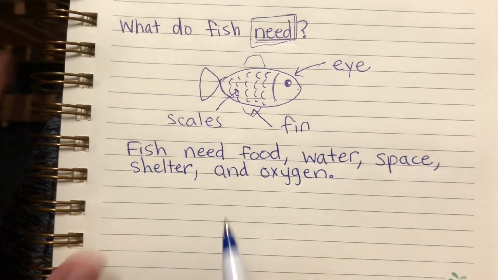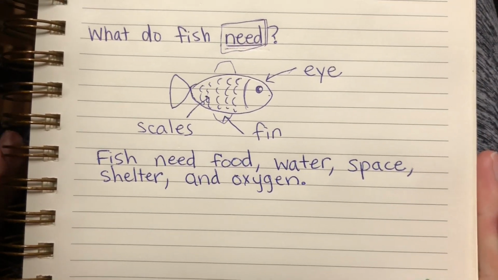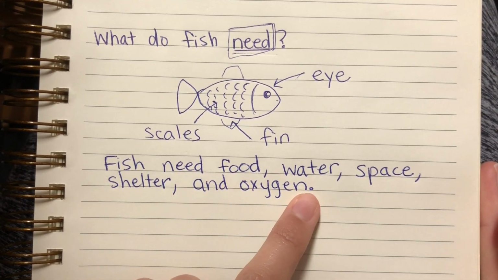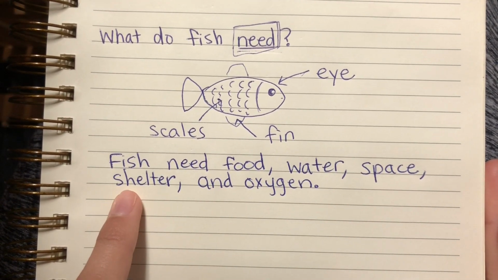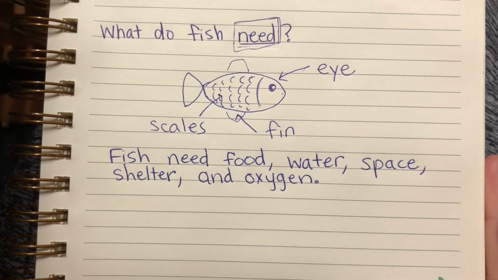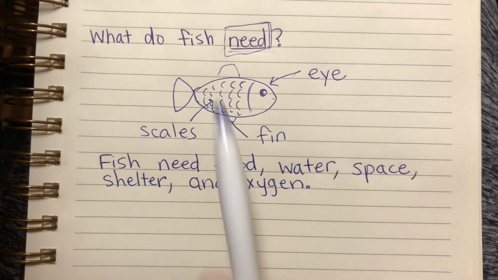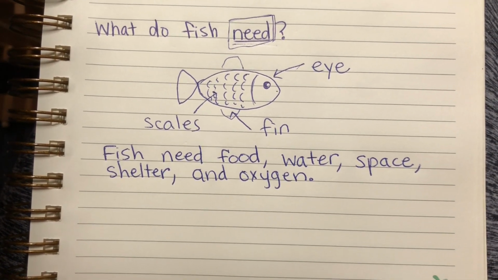All right, and here we go. This is my finished writing. What do fish need? Fish need food, water, space, shelter, and oxygen. With my drawing, my labeled drawing of different parts of the fish.